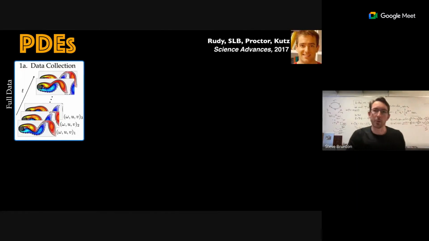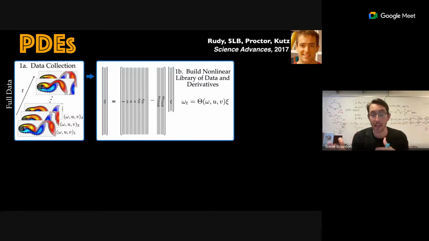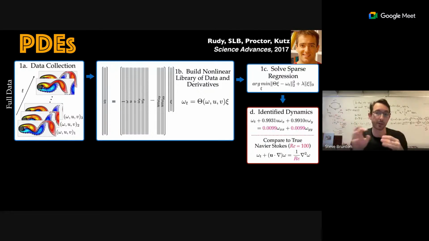So the next step that's kind of cool, our PhD student at the time, Sam Rudy, realized you could extend this to learn partial differential equations in the same way. So if you have spatial temporal data like this fluid flow, you can build a library of partial derivatives and products of those partial derivatives. And when you apply the same sparse regression procedure, you can learn the identified dynamics. You find that you learn the coordinate form of the Navier-Stokes equations.